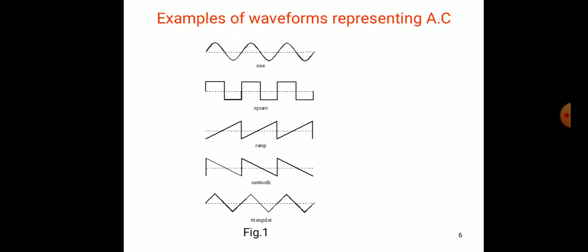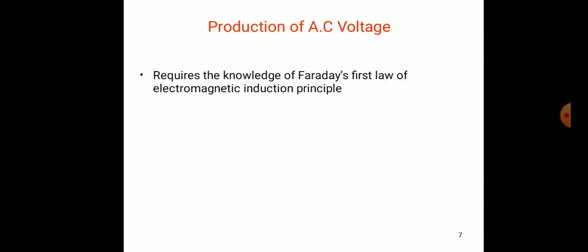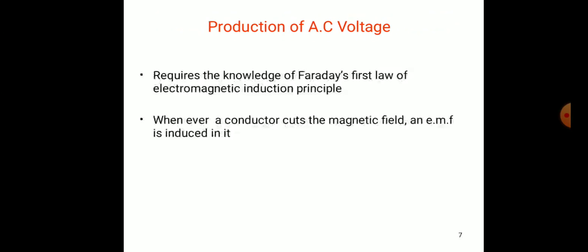The sawtooth waveform is also there. It is like a ramp, and then the triangular waveform. It also has positive quantities and negative quantities. These are some of the examples of alternating currents. How can we produce these AC voltages? Now we can see the production of AC voltage, where we produce the alternating currents.